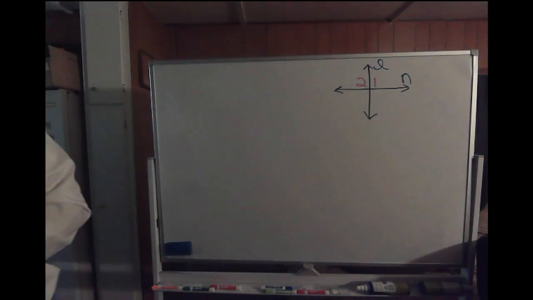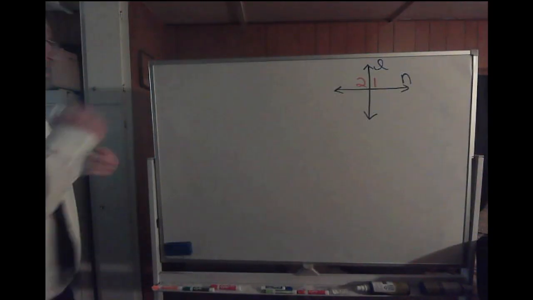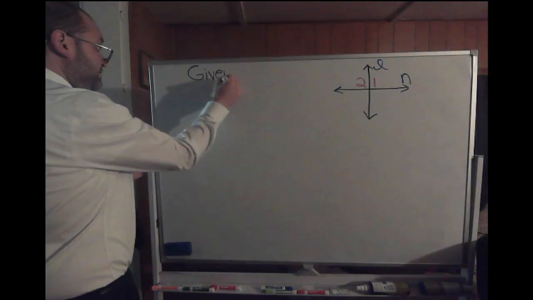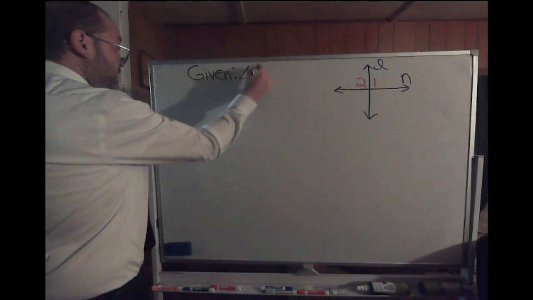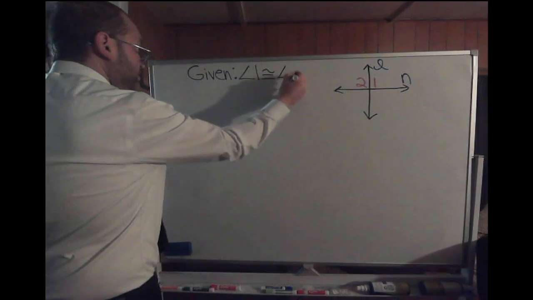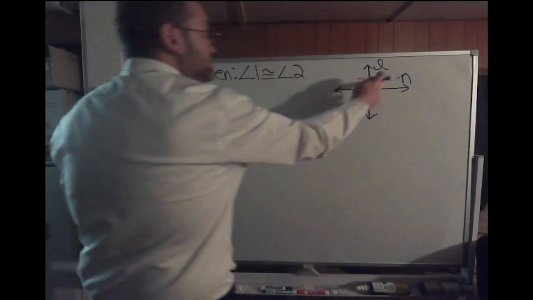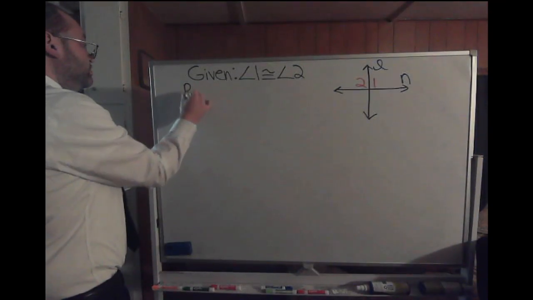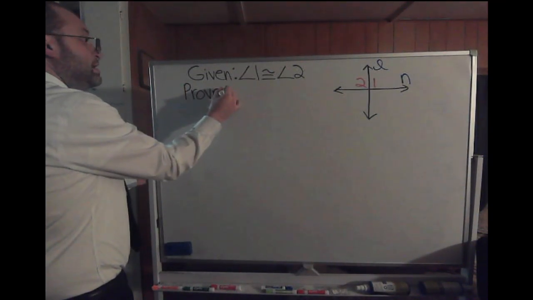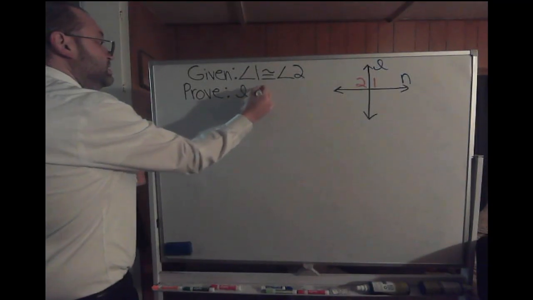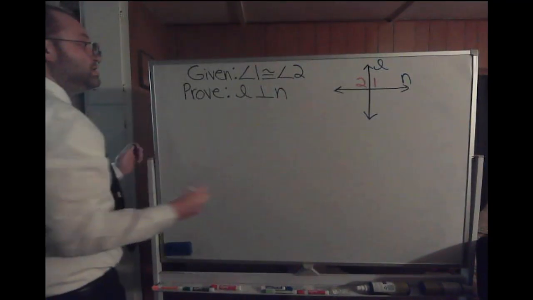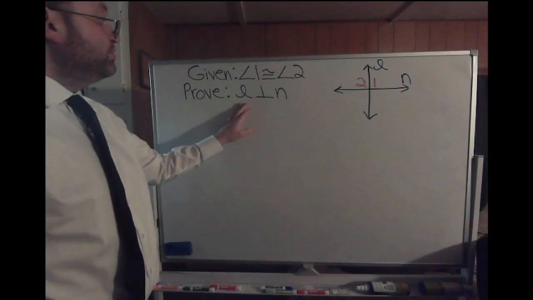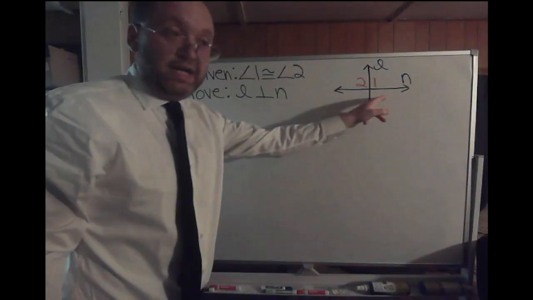Now, based on this diagram, we are given that angle 1 is congruent to angle 2. Alright, so now they tell us angle 1 is congruent to angle 2. We have to prove that line L is perpendicular to line N. So we are given angle 1 is congruent to angle 2. We got to prove that line L is perpendicular to line N.